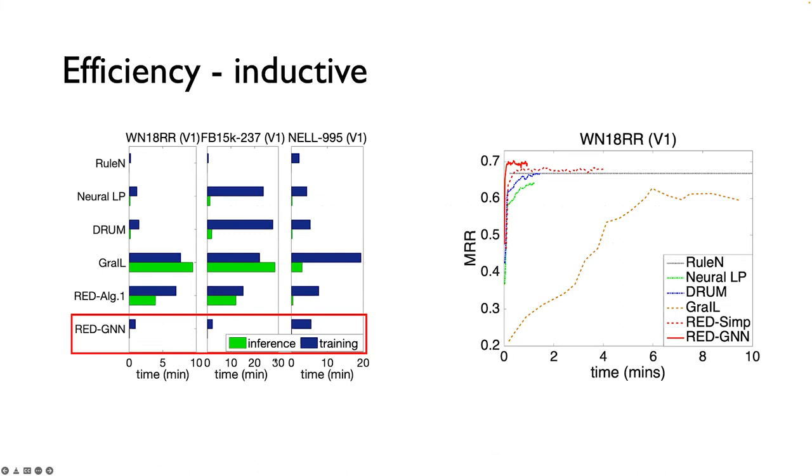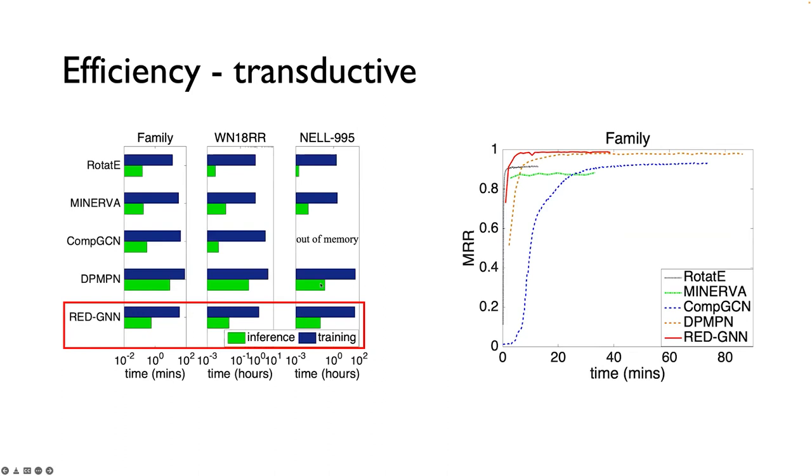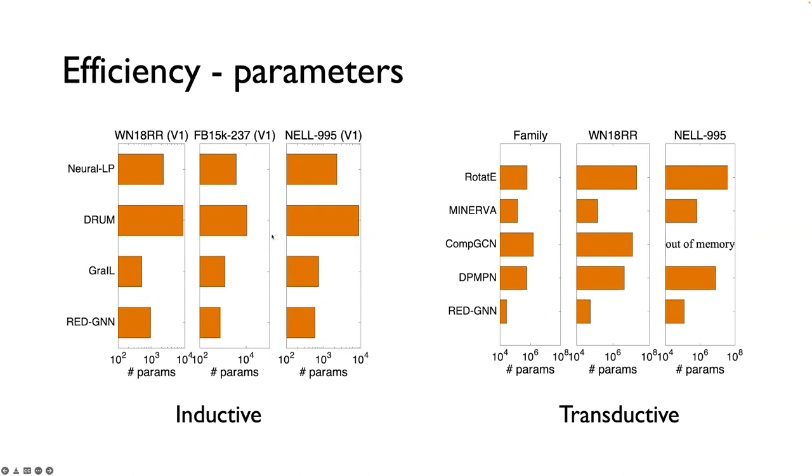As for efficiency, the computation cost of RedGNN is at the same scale as the sparse-based methods like Neural LP and DRUM. And our convergence is very fast, as in the red curve. Also, this is the computation cost in the transductive setting. It is more expensive than the triplet-based methods since we compute on the subgraph rather than simple edges. However, it is more efficient than the other GNN-based methods like CompGCN and DPMPN. Meanwhile, RedGNN is parameter efficient since it requires no entity embeddings.